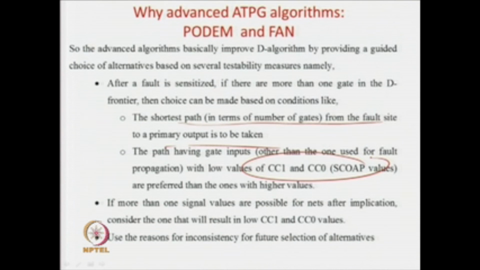So, let us say that some fault effect has to be propagated through this input of the AND gate. So, this has to be 1. The same fault effect can be propagated through an OR gate also. So, this one requires a 1 and this one requires a 0 to be propagated. Now, by SCOAP value you can find out whether it is more difficult to make this 1 or to make this 0.